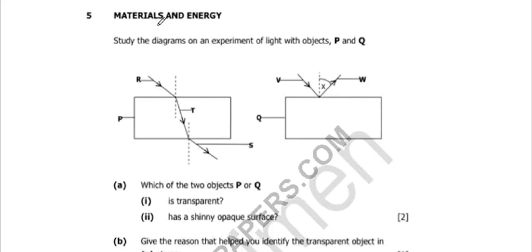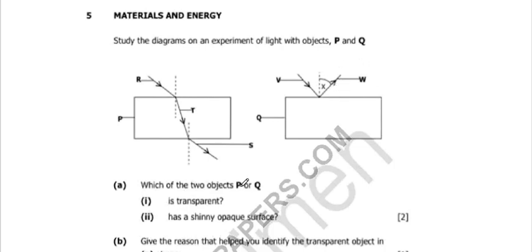Question 5 is on materials and energy as well, and we've got light rays being reflected and being refracted. And the question says, study the diagram of an experiment of light with objects P and Q. We've got object P and we've got object Q. We've got light coming through there. It turns, goes out. We've got light bouncing off there.